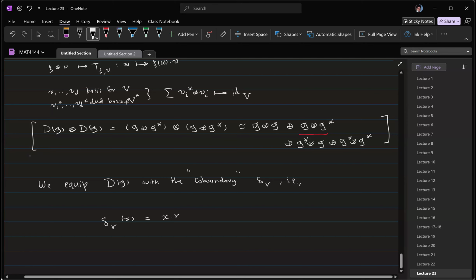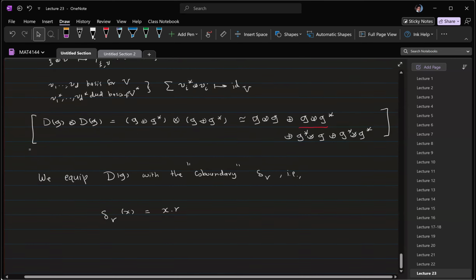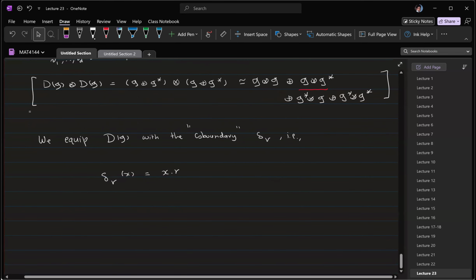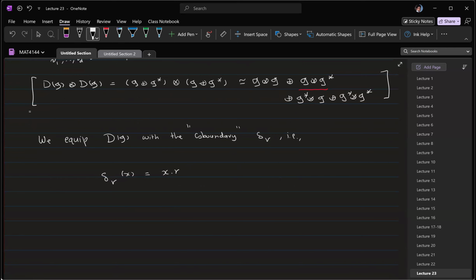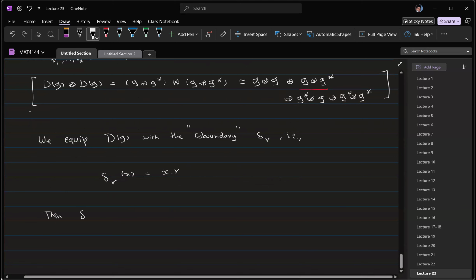Maybe I call this delta sub D. I don't know. Maybe I shouldn't do this. All right. And now the claim is that delta R makes DG, remember, DG was already a Lie algebra with some Lie algebra structure we got in the previous proposition, now this delta R makes this guy a Lie bialgebra.